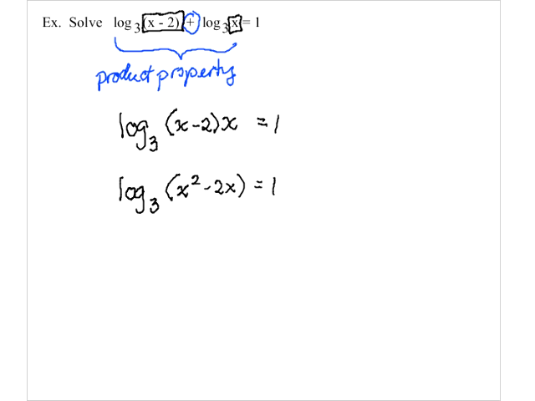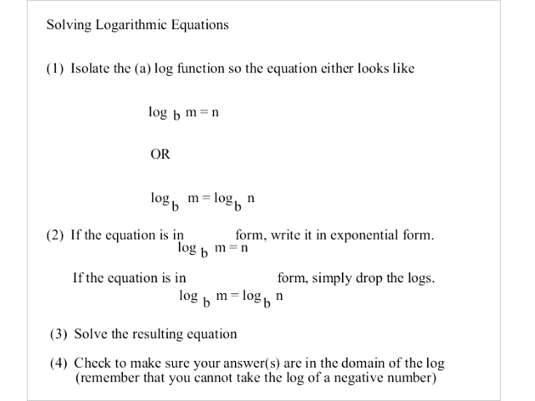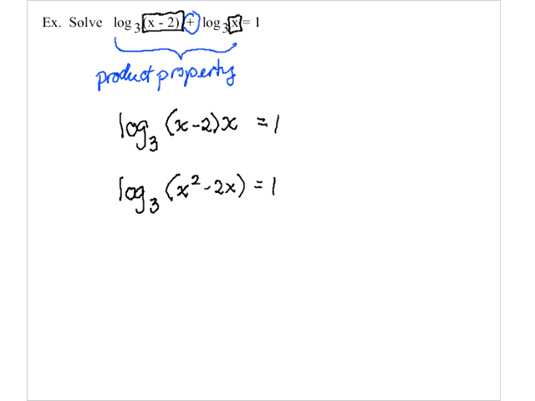Okay, so now I have a log by itself on the left. Now let me backtrack to the very first screen. That log is in this form, okay? Because I don't have logs on both sides. If you have logs on both sides, you can simply drop them. But this one is in regular log form, so I'm going to change it to exponential form.